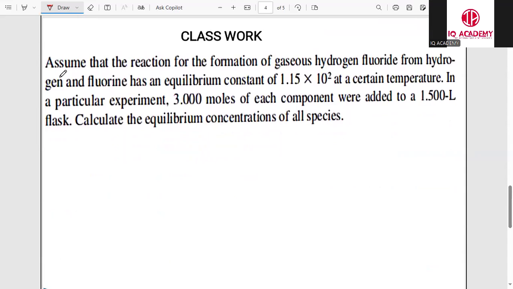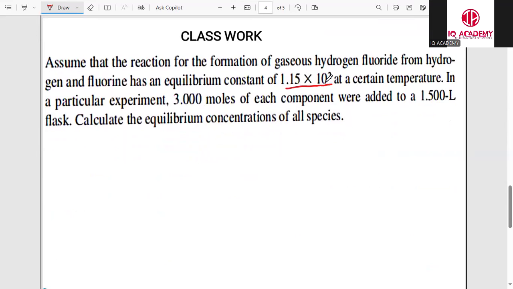Okay, so here it's just the English they're trying to play with. But as long as you understand what they're saying, you'll be able to find whatever they want, okay? So here they're saying, assume that the reaction for the formation of gaseous hydrogen fluoride from hydrogen and fluorine has an equilibrium constant of this.